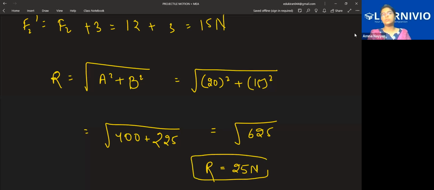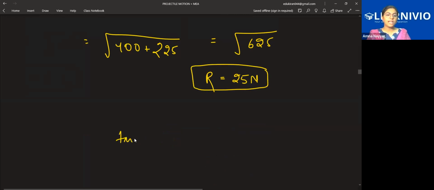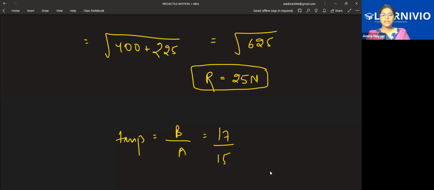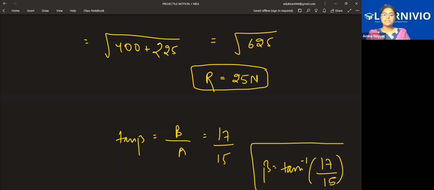25 Newton. And when you have the direction also, tan beta is b by a, because sine theta is here 1, cos theta is 0 here, so we just have b by a. So our b is 17, a is 15. So beta is equal to tan inverse 17 by 15. So magnitude and direction of the resultant.